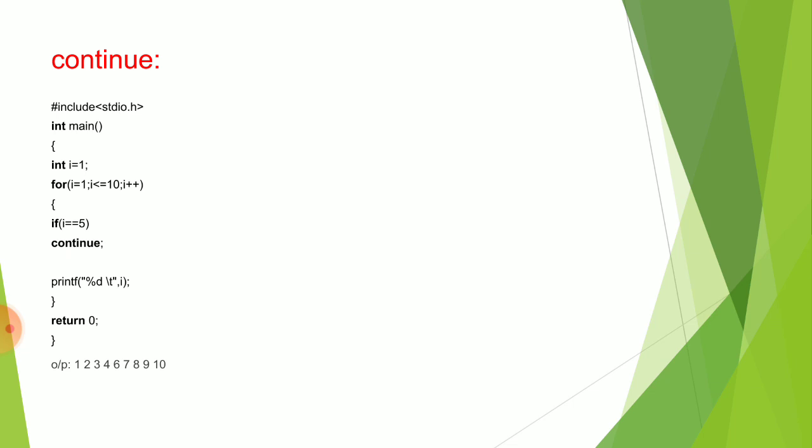In this program, first I equal to 0, I is initialized. When I reaches 5, it continues to the next iteration of I value. So this program output is 1, 2, 3, 4. 5 is not printed here because continue is there. So next iteration is 6, 7, 8, 9, 10 are printed in this program.